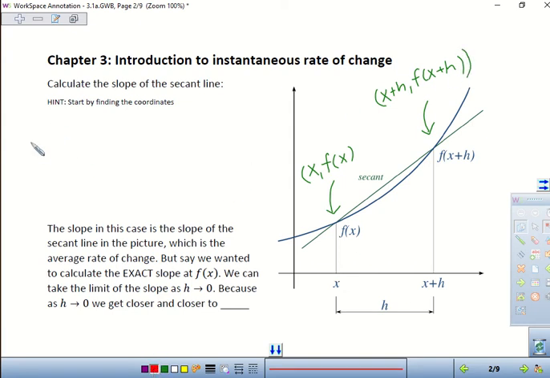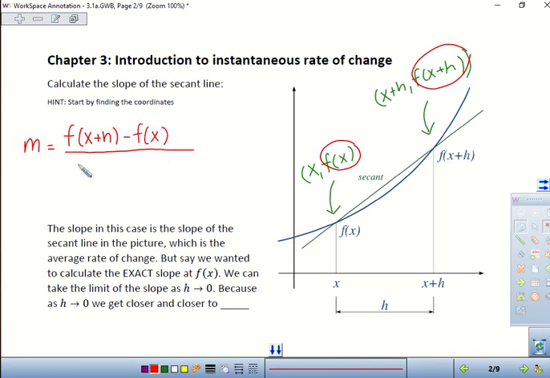To calculate the slope of the secant line, you would do the change in y over the change in x. So the change in y is f of x plus h minus f of x, over x plus h minus x. I just did the change in y over the change in x: y2 minus y1 over x2 minus x1. Now what do you notice happens to the x's in the denominator of this fraction? They cancel out. So m is equal to f of x plus h minus f of x over h.